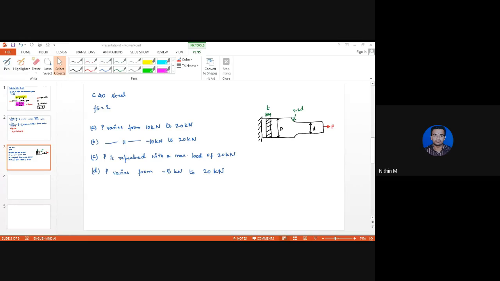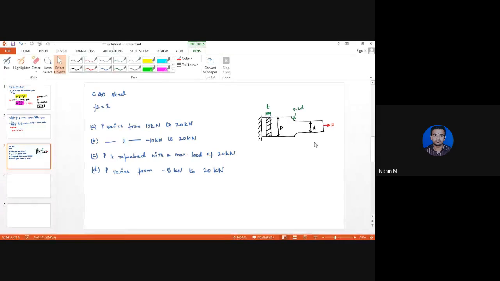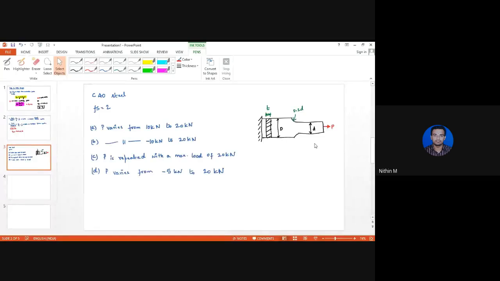If you are done with copying the diagram, we can begin solving the problem.